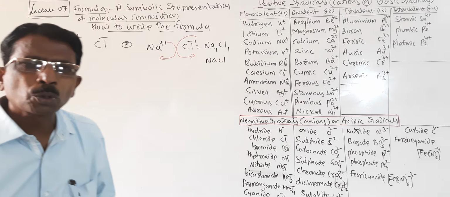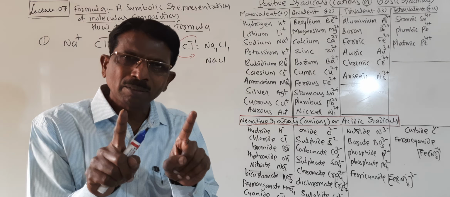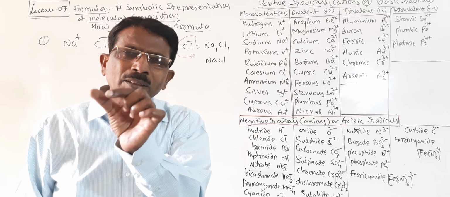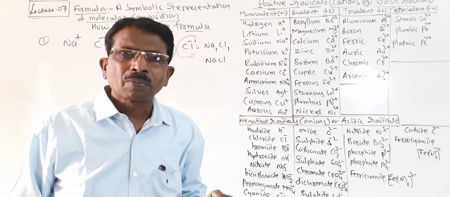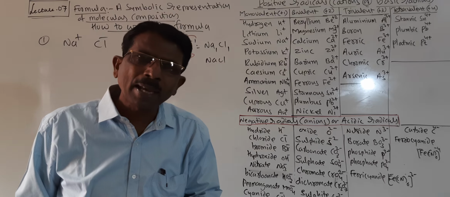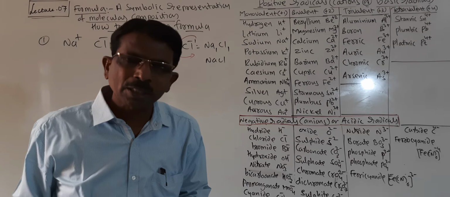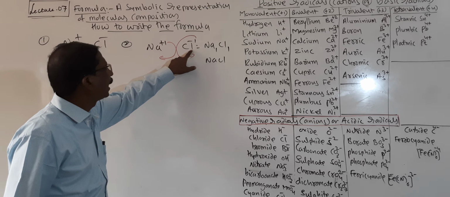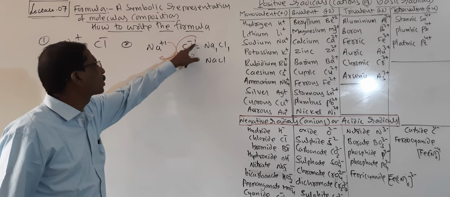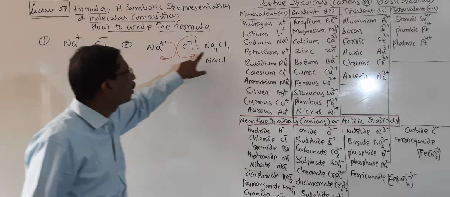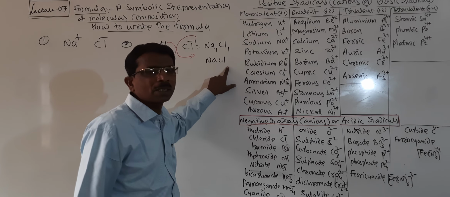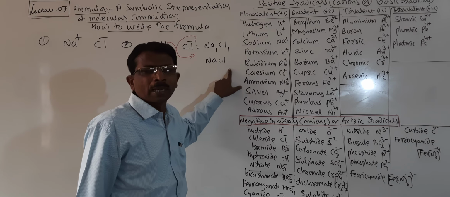Remember what I told: first write the cation and anion side by side and identify their charges as superscripts. Next, cross multiply, but don't take the plus or minus charges, because when compounds are formed, they are neutral. The 1 is multiplied to Na as its subscript, and it is written as NaCl. If the numbers are the same, then don't write them. If the numbers are different, then write them.